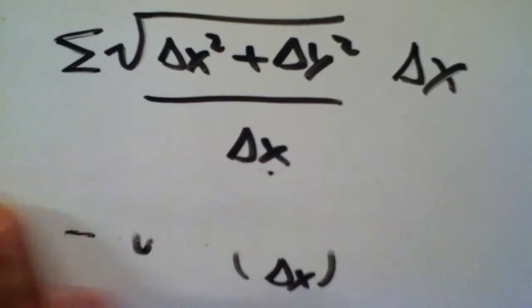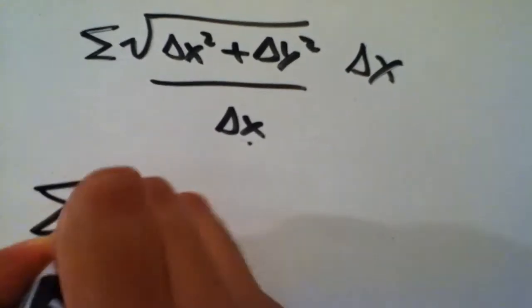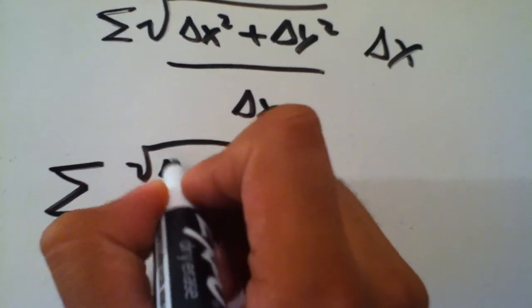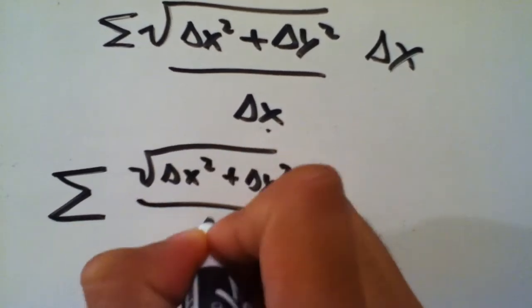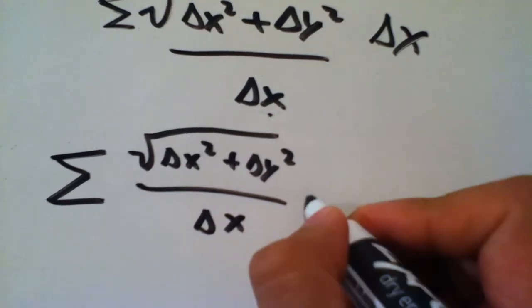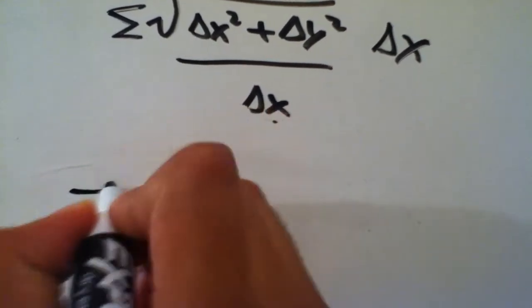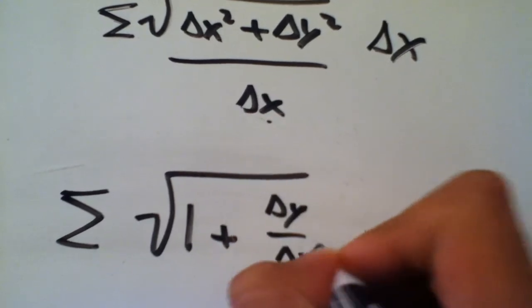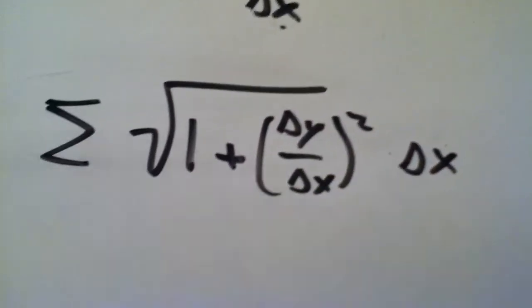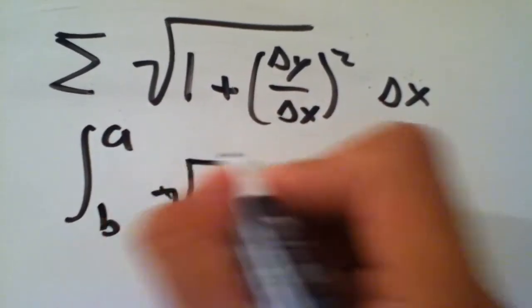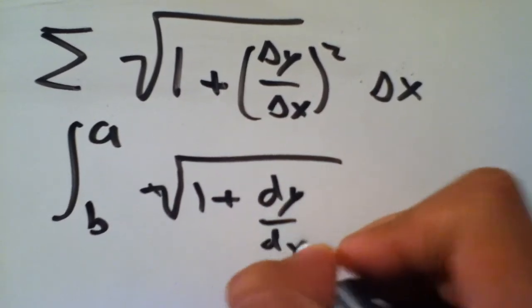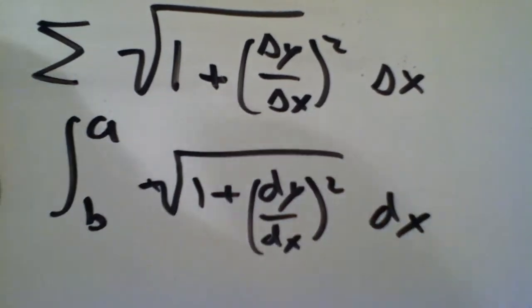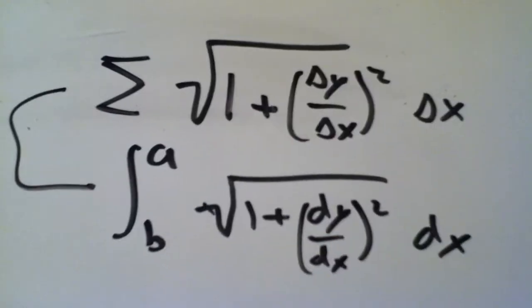Actually, let me rewrite this, since it seems to be getting mushed together. We get the sum of the square root of delta x squared plus delta y squared over delta x, and oh sorry, one plus delta y over delta x squared. This one I meant to write like that. And this very much resembles this right here, which is very closely dy over dx squared, dx. So you can very clearly see where this is all coming from.